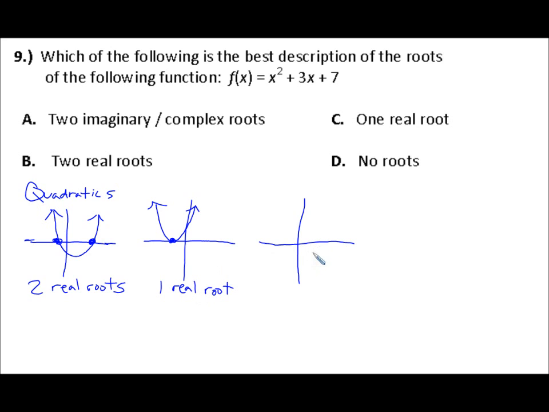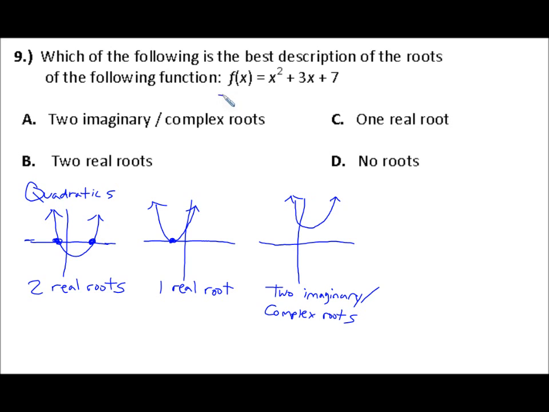Okay, just logically thinking about this, the only other thing that could possibly happen is if your vertex is way up here and you're opening upwards, or it could be that your vertex is down here and you're opening downwards. In either case, it never crosses the x-axis. Some quadratics never touch the x-axis. When that occurs, this function has 2 distinct imaginary, or what we sometimes call complex roots.